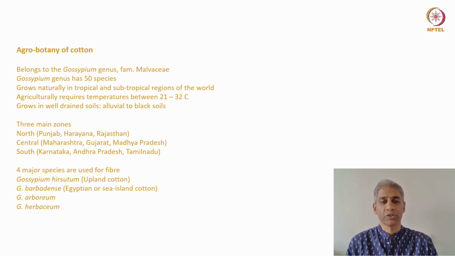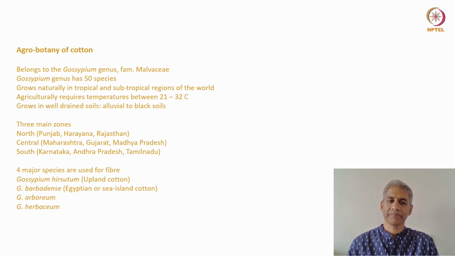And actually, we also produce certain naturally occurring species of colored cotton. So Indian farmers also grow a green cotton, there is a brown cotton, and there's also a black cotton. But of course, these are grown in very small quantities compared to something like hirsutum.